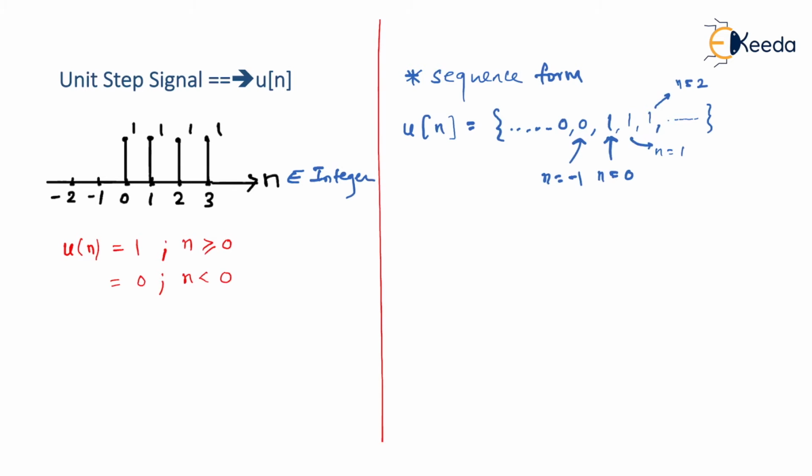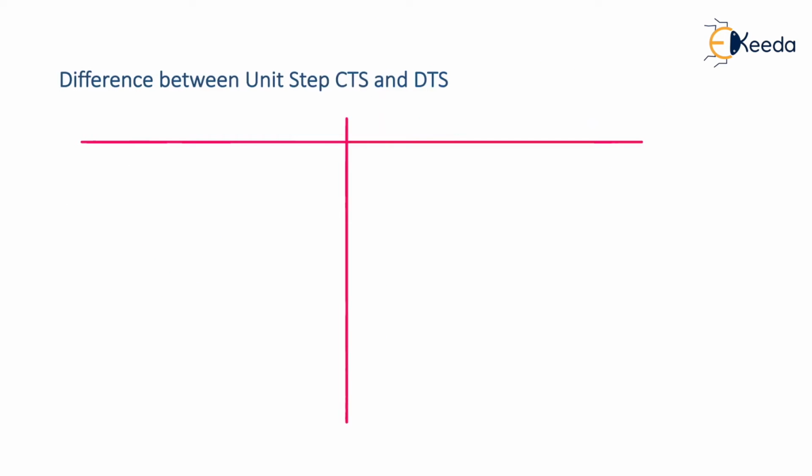Now we will see what is the difference between the continuous time unit step signal and the discrete time unit step signal. First of all, I'll write continuous time signal here and discrete time signal here. In continuous time signal, the unit step is denoted as u of t, and here it is denoted as u of n. Is that right?